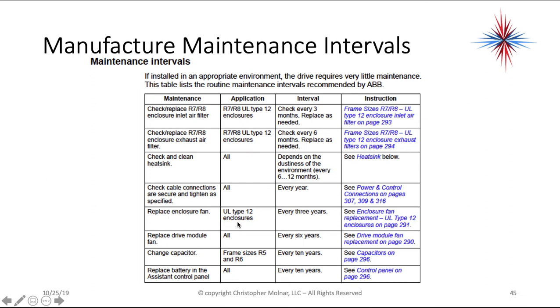Replace the enclosure fan every 3 years. Replace the drive module fan every 6 years. Change the capacitors every 10 years. Replace the battery in the assistant control panel every 10 years. So each manufacturer has maintenance intervals for a lot of their equipment.